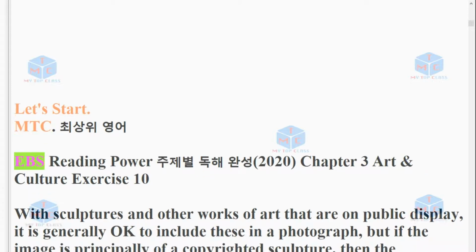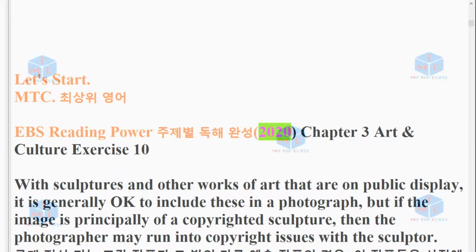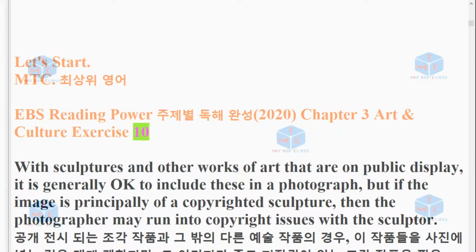Good job. Let's start. EBS Reading Power, 2020, Chapter 3 Art and Culture Exercise 10.